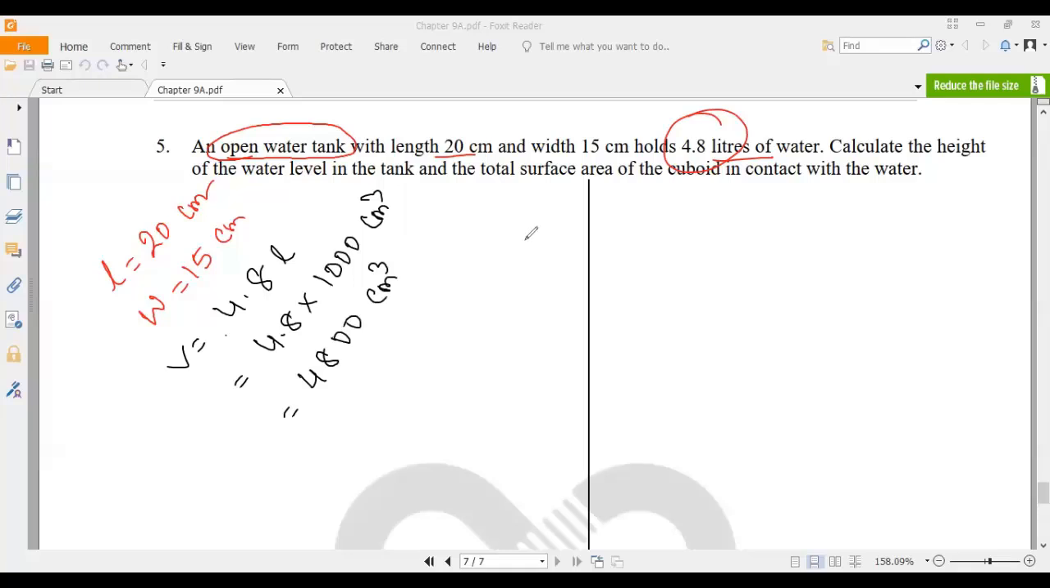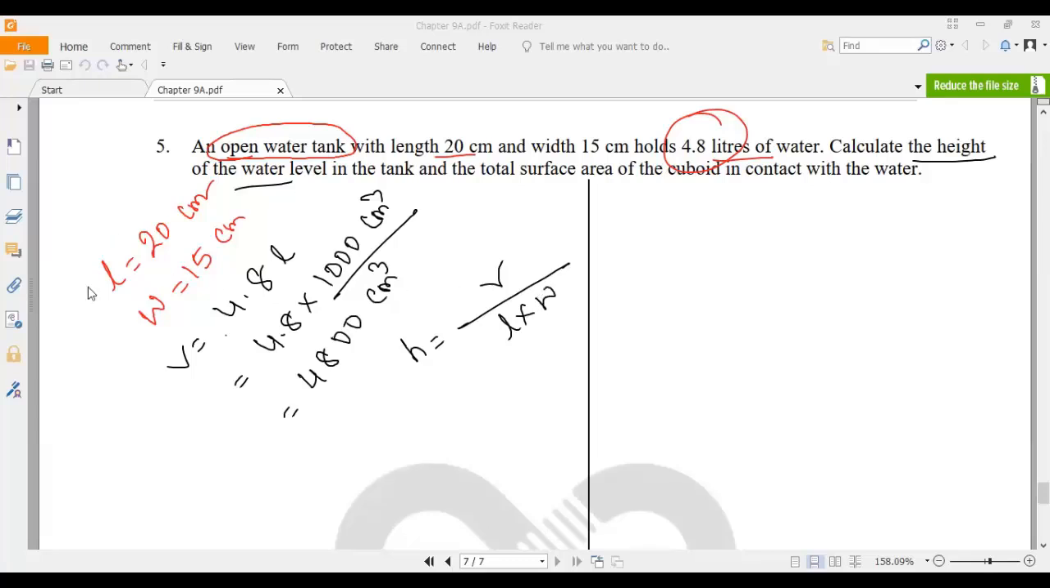So here the important thing is that 1000 centimeter cube. If we have a container whose volume is 1000 centimeter cube, it will contain 1 liter of water. So 1 liter of water means 1000 centimeter cube of container. So 4800 centimeter cube will be the volume of this water tank. Now, we need to calculate the height. So how can we find out the height? Height equals volume divided by length multiplied by width.